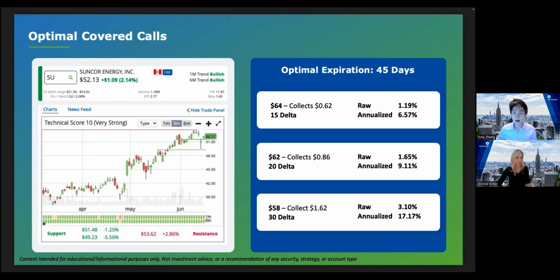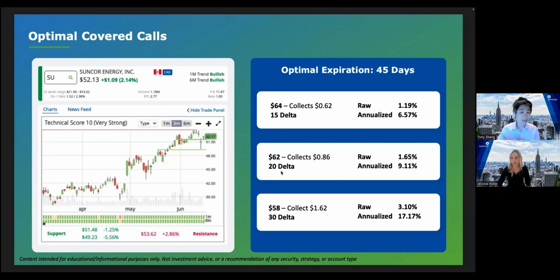The furthest strike out of the money, the one that actually collects the least amount of income, is the strategy that's going to give you the best outcome in the long run if you do covered calls all the time on the stocks that you own in your portfolio. And a lot of people will ask, how is it possible that the strategy that gives you the lowest amount of income gives you the best outcome? Notice how the difference between the $64 strike and the $58 strike is only a dollar less in income. You're going to collect $1.62 for the $58 strike price. For the 64, you collect 62 cents. So you lose $1 on income. But what you gain is $6 in upside potential.